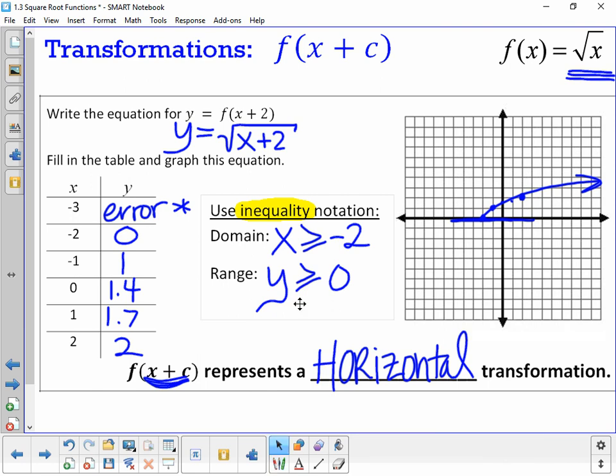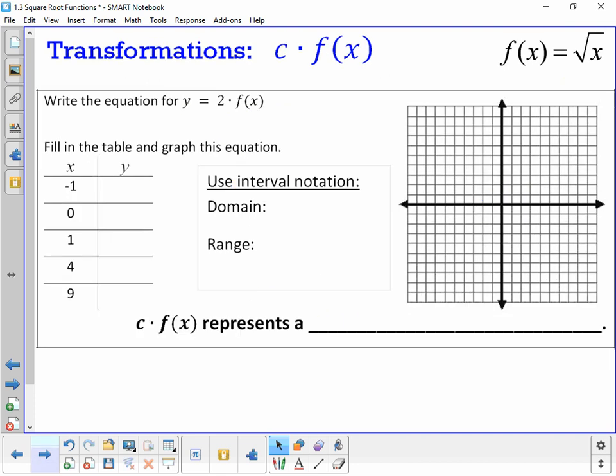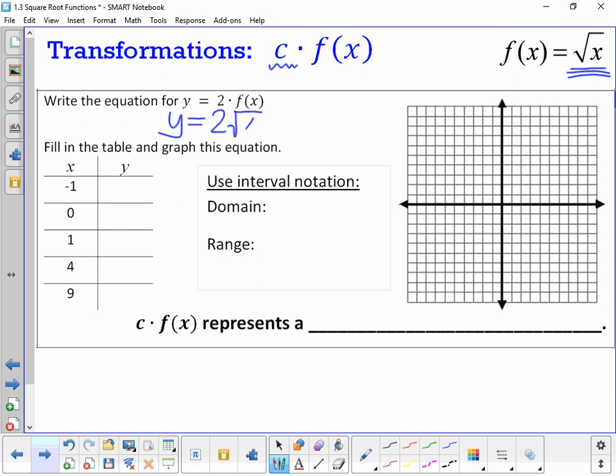All right, so that's our second transformation. One more type of transformation. What happens if we have a constant, some kind of number, and we multiply our function by that number? So instead of adding, we're multiplying. Remember, our function is the square root of x. So we are talking about an equation that might look something like 2 times the square root of x.